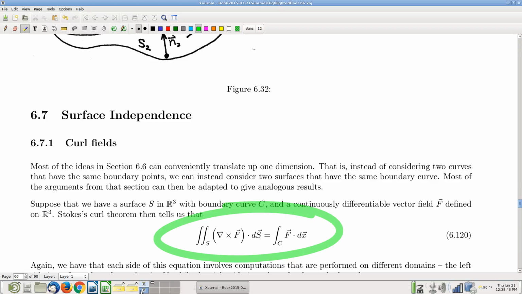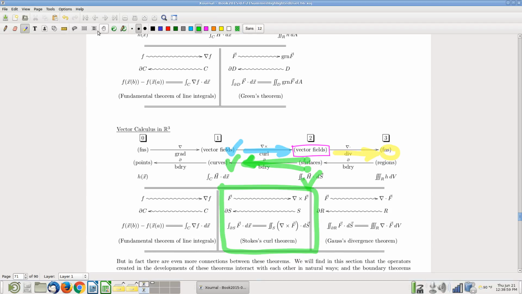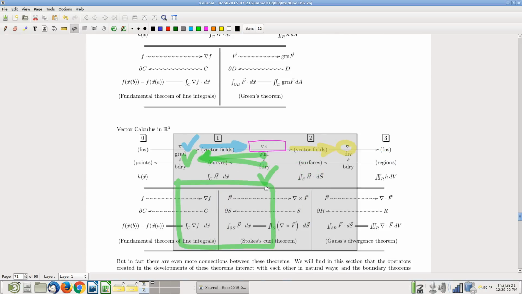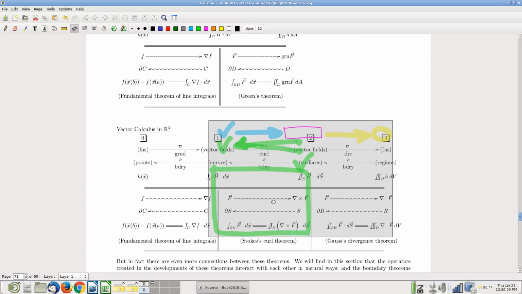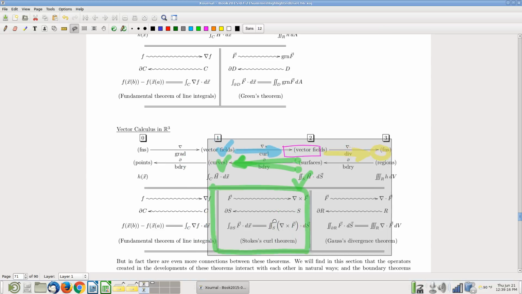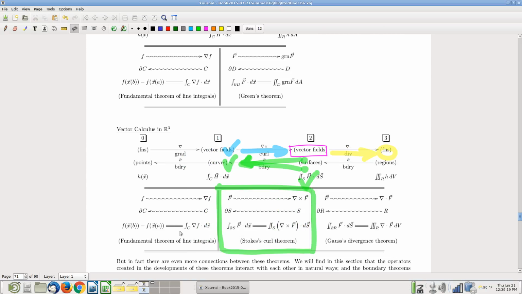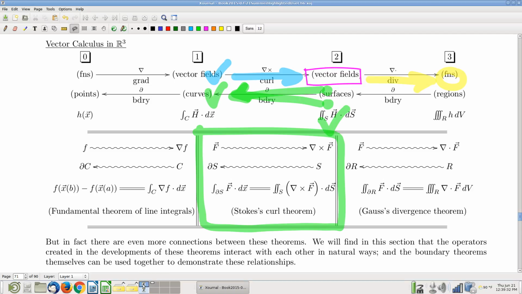By the way, let's go back to the diagram real quick. In discussing surface independence, we are starting with Stokes' theorem for largely the same reasons that with path independence we started with the fundamental theorem of line integrals. If you knew nothing about surface independence, just this left-right comparison would suggest that, hey, the fundamental theorem of line integrals was so useful last time, maybe we should think about Stokes' curl theorem and go from there. Okay, so Stokes' curl theorem.